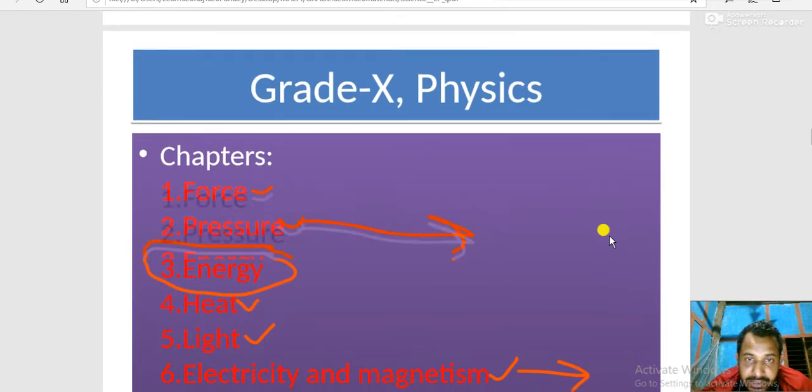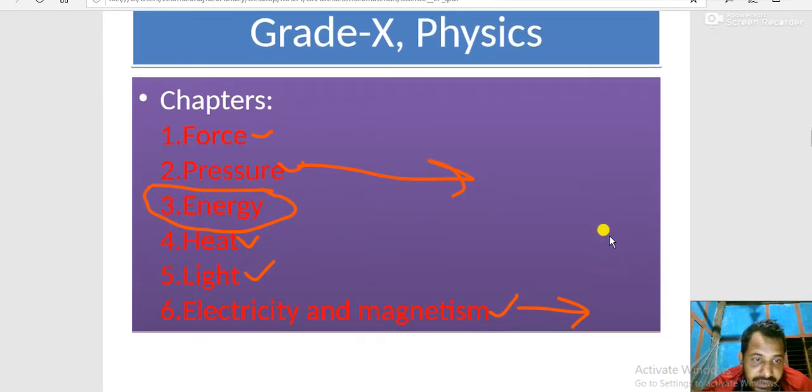Okay, grade 10 physics. There are 6 chapters in grade 10 physics: force, pressure, energy, light, heat, electricity, and magnetism. Today we'll discuss the first chapter, force.